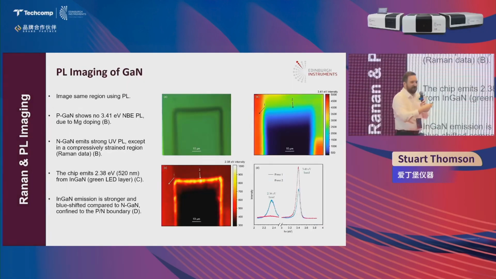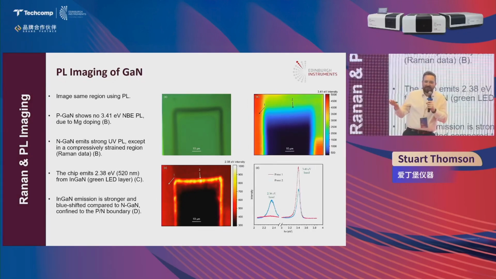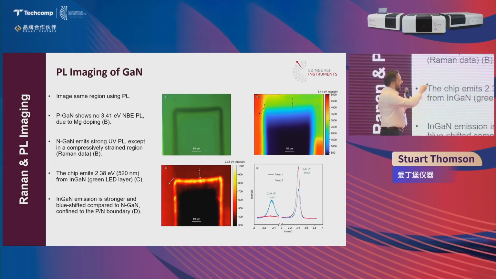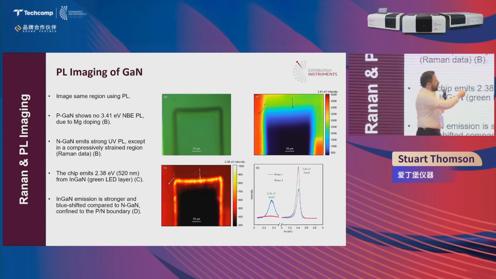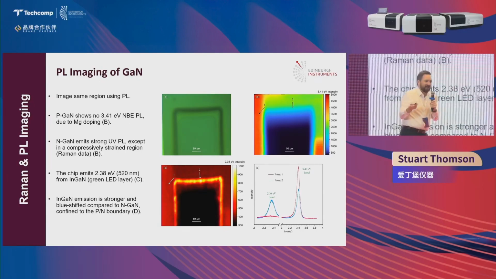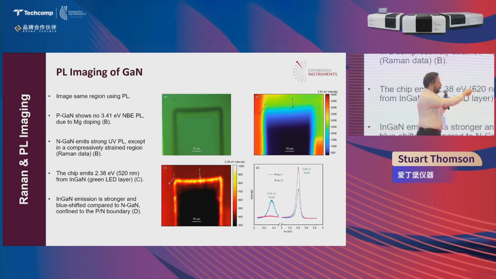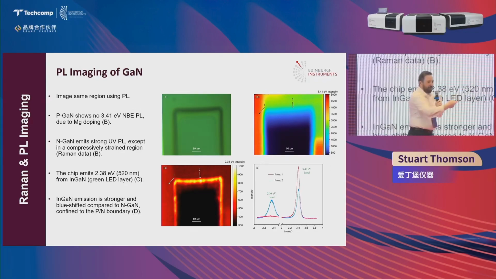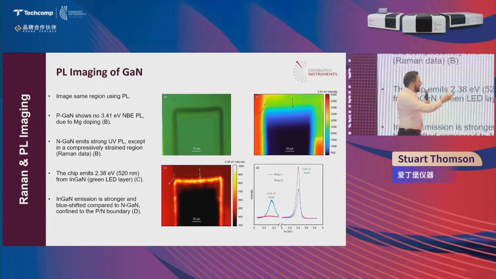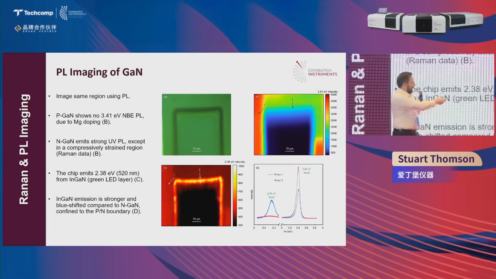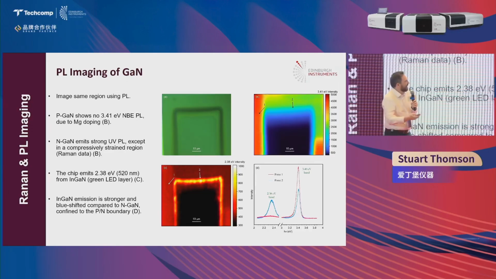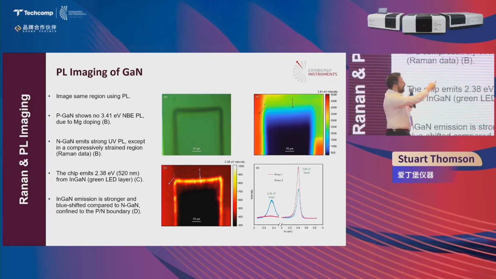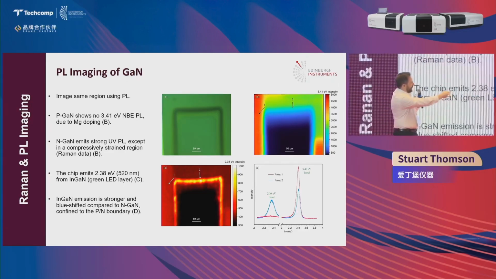And then if we switch over to photoluminescence imaging, we can get additional information. So now we're monitoring the two photoluminescence peaks of the gallium nitride. There's a peak in the UV around 3.4 electron volts, and an additional peak at 2.38 electron volts, which is from indium gallium nitride. And then we're creating photoluminescence images of those two peaks.